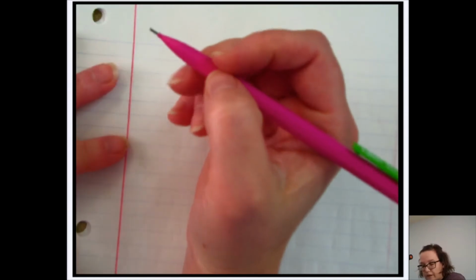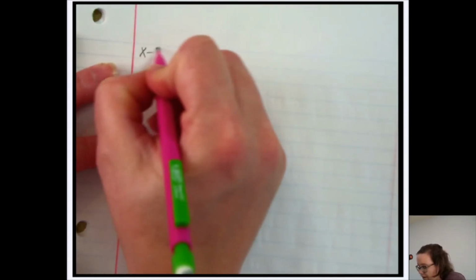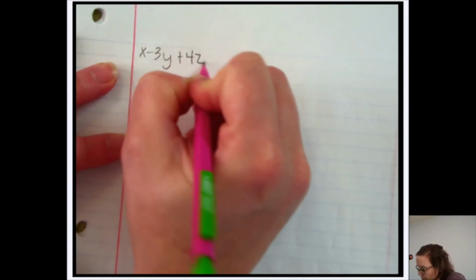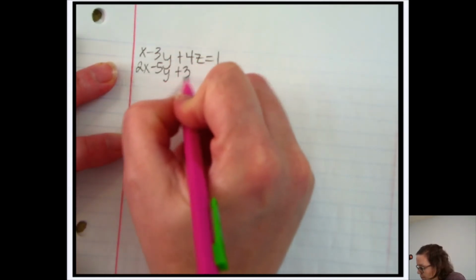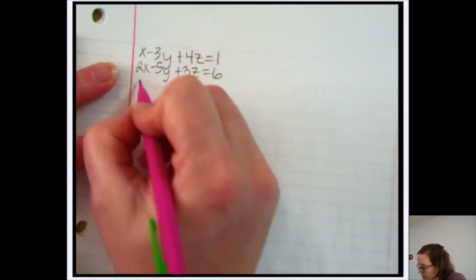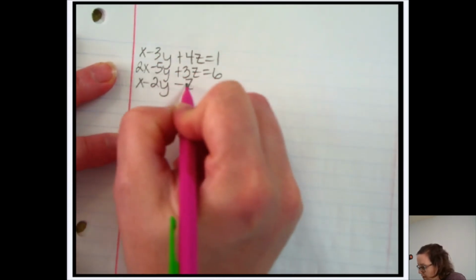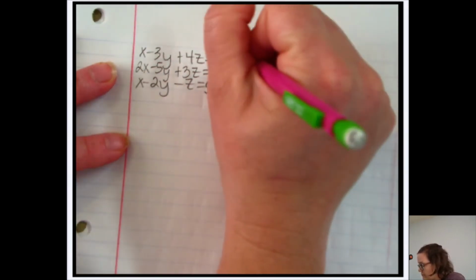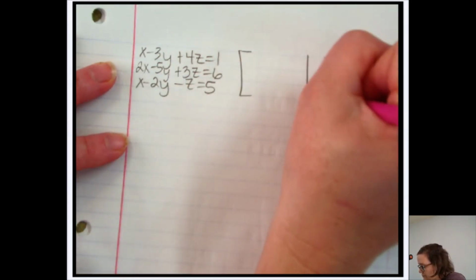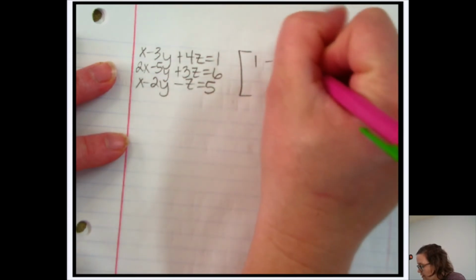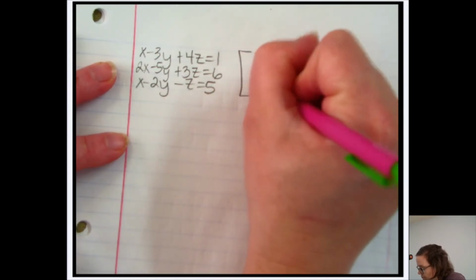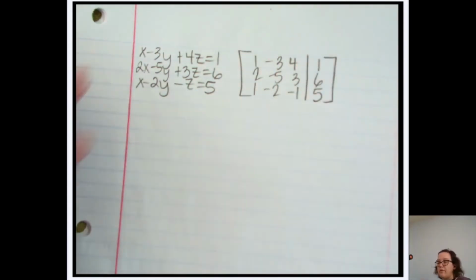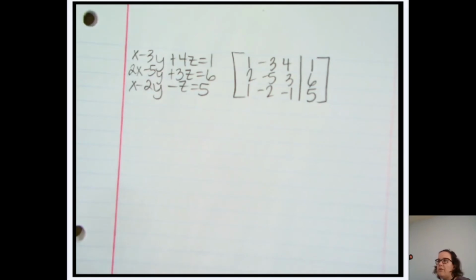So let's take x minus 3y plus 4z equals 1, 2x minus 5y plus 3z equals 6, and x minus 2y minus z equals 5. So first thing is to get that augmented matrix. We just do that with our coefficients. Okay. And again, we want 1s in the main diagonal, 0s underneath.